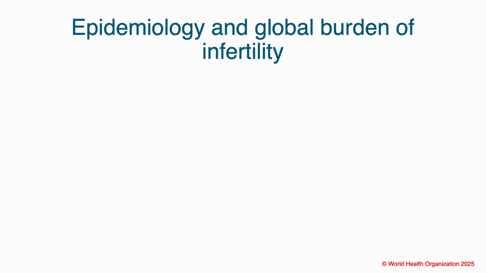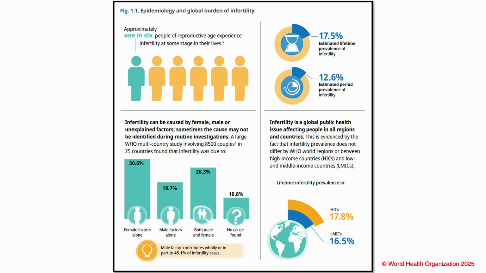Firstly, we will be discussing about the epidemiology and global burden of infertility. As we can see here in this chart, very beautifully, they have made the chart about the epidemiology. 1 in 6 people of reproductive age experience infertility at some stage in their lives. And if we divide the factors which are responsible for infertility, we can see here in the bar chart, the female factors are responsible for around 31% and the male factors in roughly around 20%, both male and female 26%, and no causes found in 10.8%.